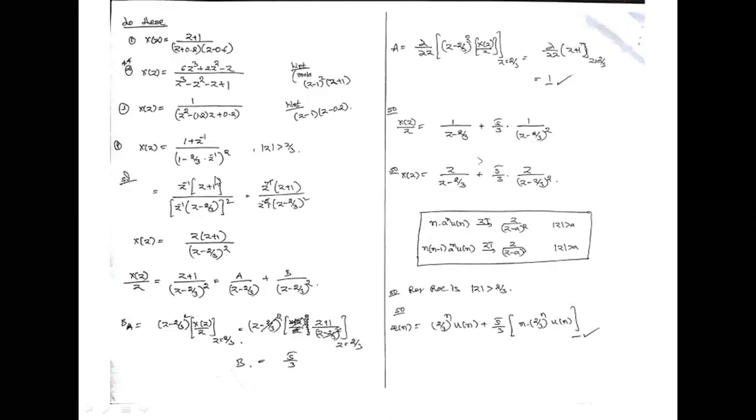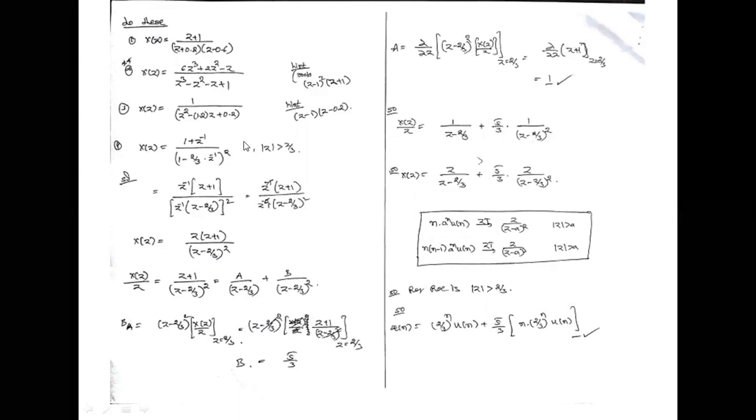Inside the parenthesis, 1 by z inverse is nothing but z minus 2 by 3, whole square. Now z inverse whole square means z power minus 2, and here z power minus 1 is there, so they get cancelled and it becomes z inverse in the denominator only. Bring that into the numerator: z into z plus 1 by z minus 2 by 3 whole square.